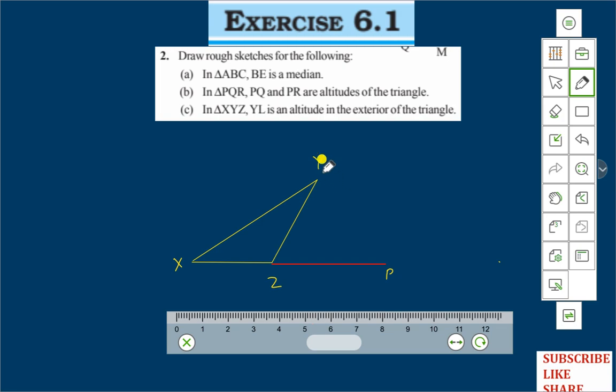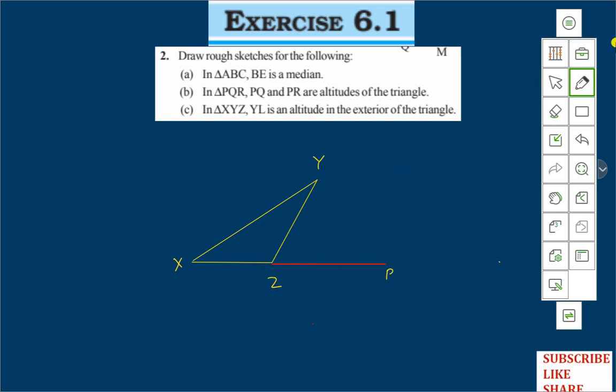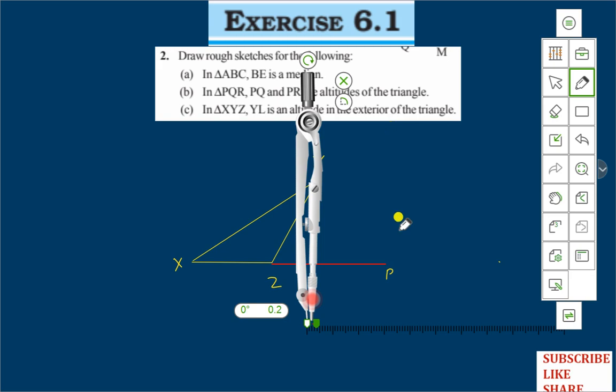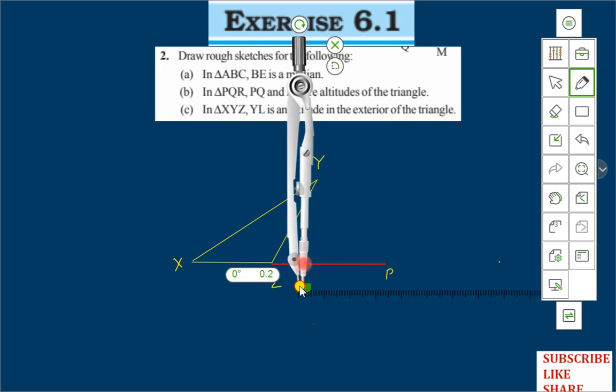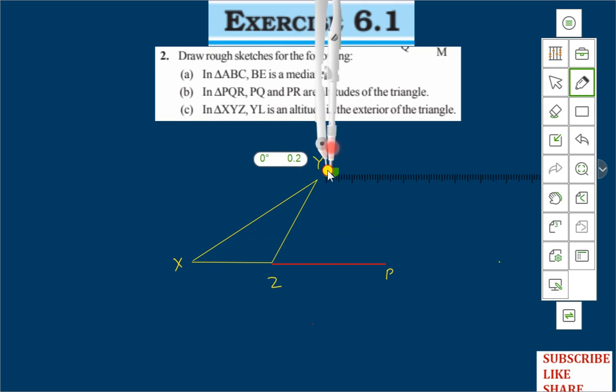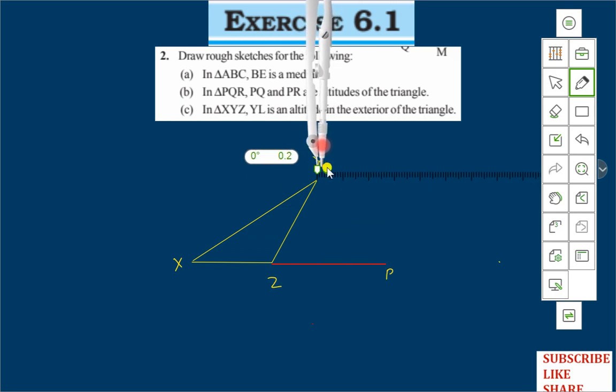Right? Now we draw an altitude on the line XZP. Altitude means 90 degrees on this line XZP, right? Then now let us take a compass. Let us take a compass here, and we will take the altitude here, right? Here you see I will be making the altitude. From here, we will take 90 degrees on ZP or XZP, right?